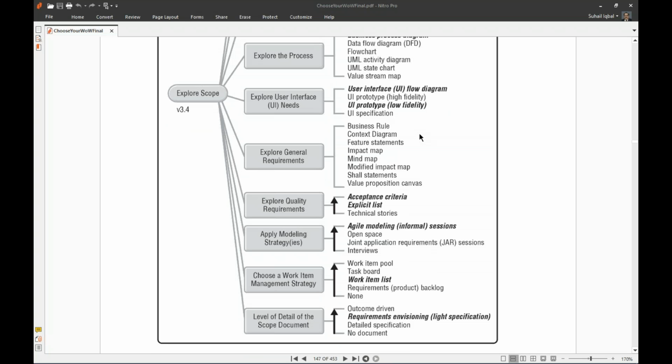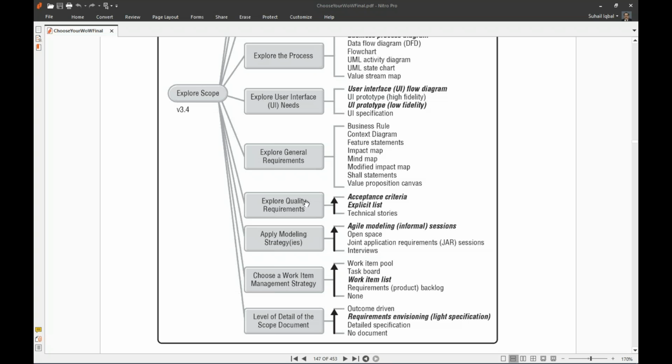Then we have explore general requirements, and we have a number of options here. We can choose any one of these. All are on equal footing: business rule, context diagram, feature statement, impact map, mind map, modified impact map, shall statement, and value proposition canvas.